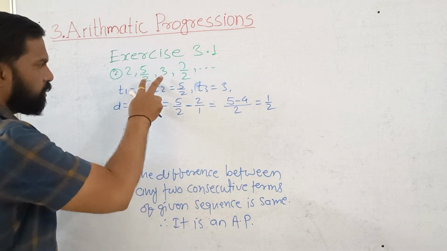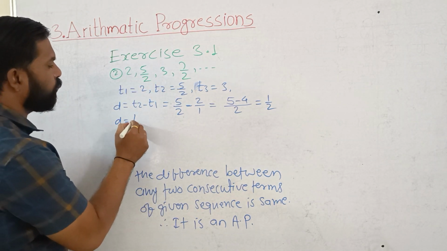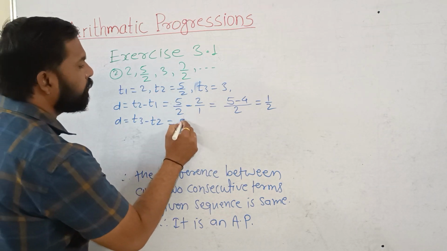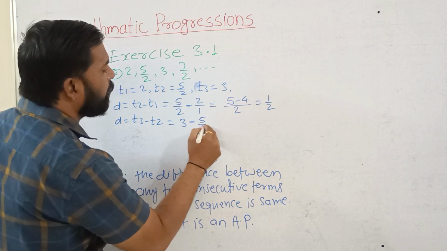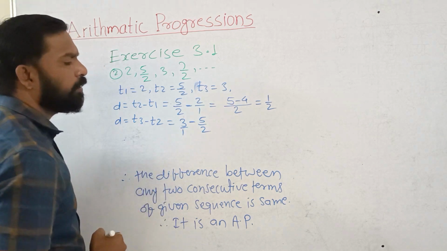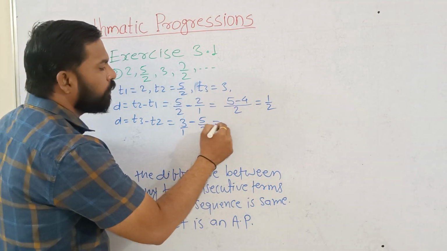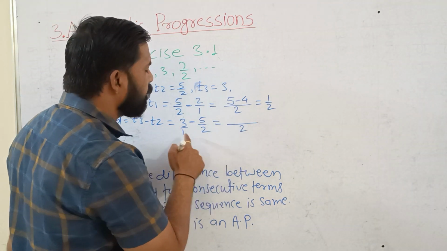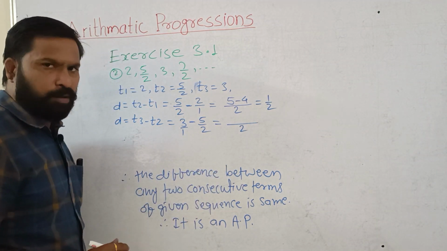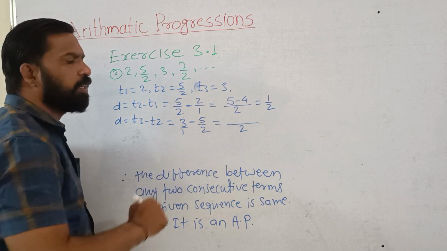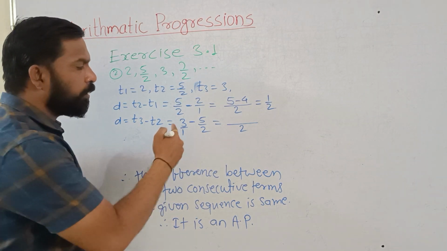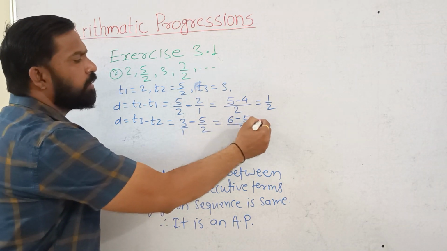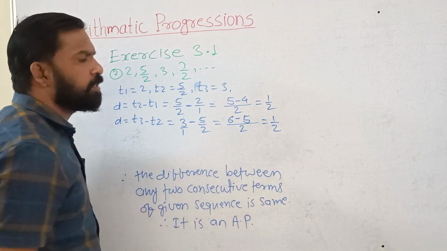Okay, now the next one, D is equal to T3 minus T2. What is T3? 3 minus 5 by 2. Now it is 3 by 1. What we have to do? Again we will check their LCM. 2 is their LCM. I want to change both the denominators to 2. By how many times is the first denominator increasing? 2 times, the numerator will also increase by 2 times, minus as it is, 2 as it is, 5 as it is, 6 minus 5, 1 by 2 as it is.